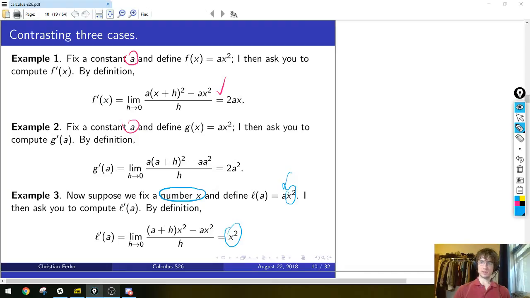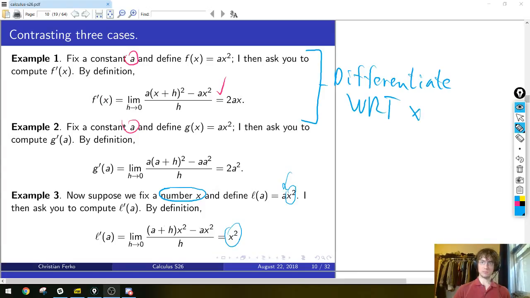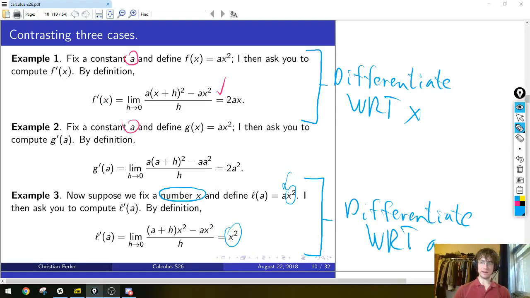So just to drive home the point, in example 1, and also in example 2, we differentiate with respect to x. By this I mean x is the dummy variable in the function to which we apply the derivative rules. In example 3, we are differentiating with respect to a. Here a varies and x is a constant. So this is why the answers are very different.